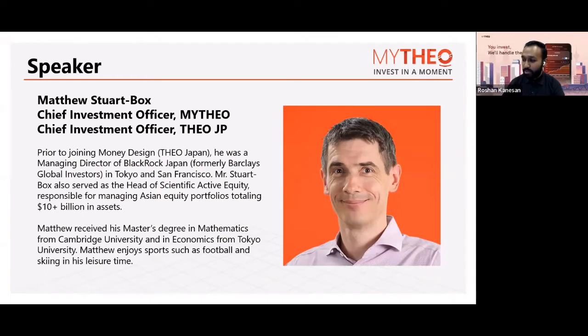Matthew is, prior to Money Design, he was with BlackRock Japan for, I think, about 20 years, if I'm not mistaken, Matt. And one of the primary things you were doing there was head of scientific active equity, where you were managing Asian equity portfolios of around $10 billion in assets. That sounds very impressive and maybe a bit high level for us, Matt. So could you maybe break it down a little bit? Yes, you did math in Cambridge, you did economics in Tokyo, you were at BlackRock for 20 years, but what was the core thing that you've been working on in your career?